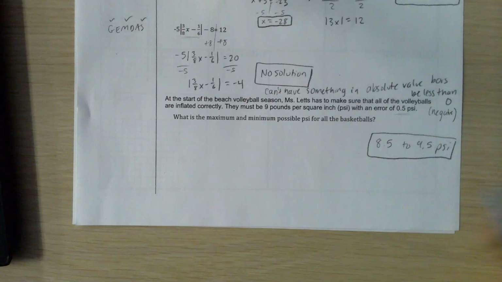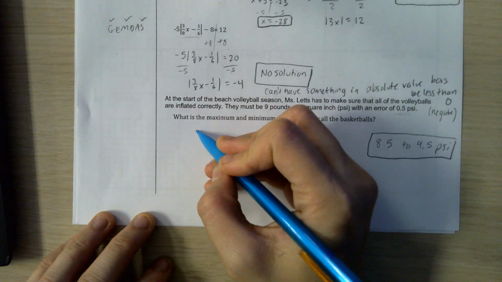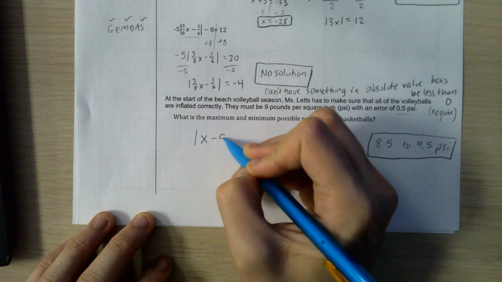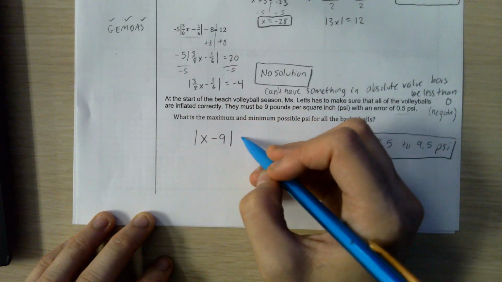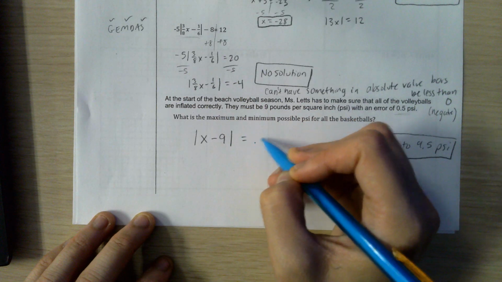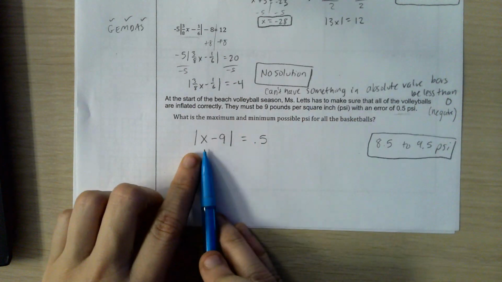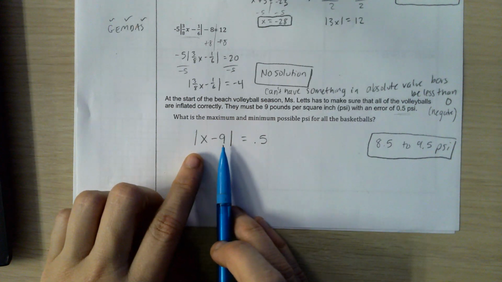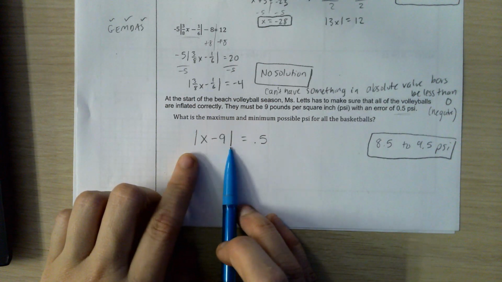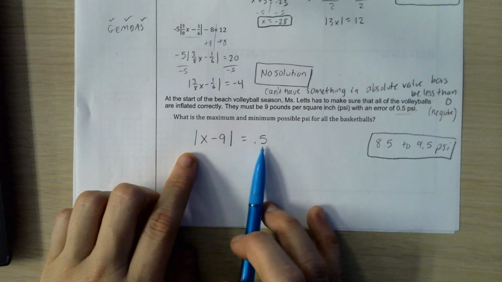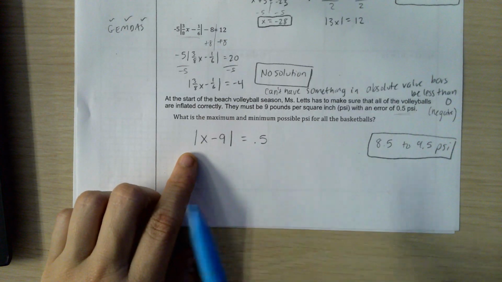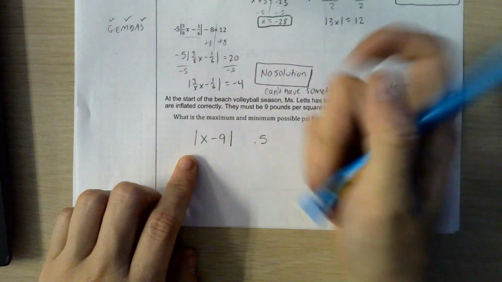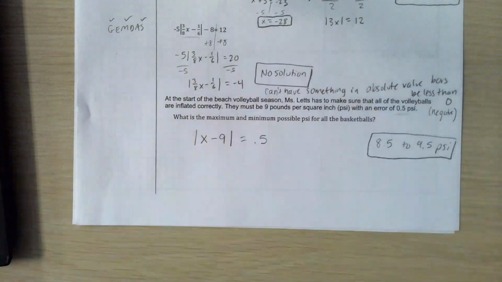But to do it with absolute value, just so you can work backward and use it for other word problems, you can write it with an absolute value, |x minus 9| equals 0.5. So this is saying our ball inflation minus 9, the absolute value of that, on both ends it needs to equal 0.5. It needs to be less than or equal to 0.5. Well, I'll just keep it equal.